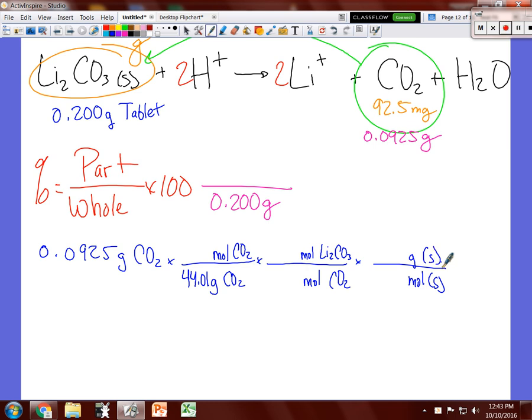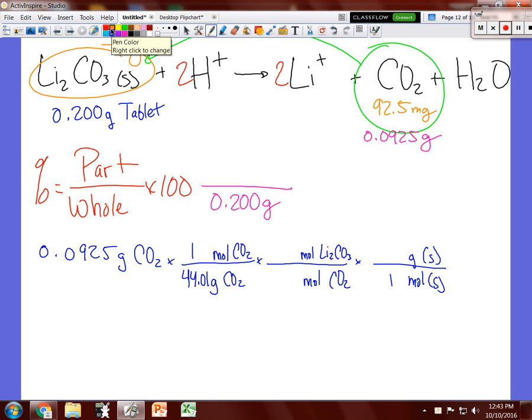I just got really lazy right there. All I did was put S for the lithium carbonate solid, sorry. I know, that's kind of pathetic, but it is what it is. I'm just too lazy to finish right now.